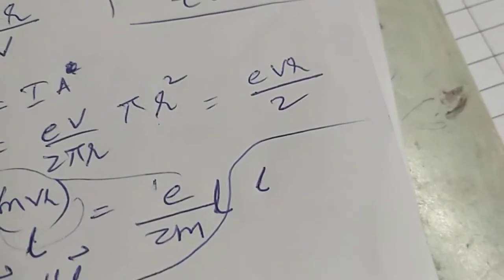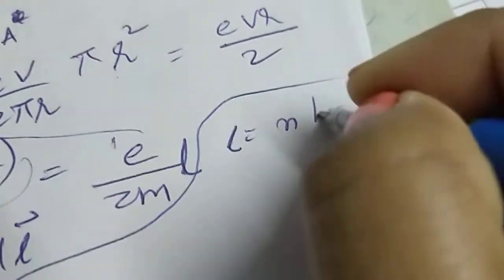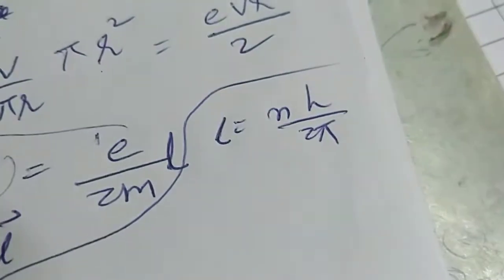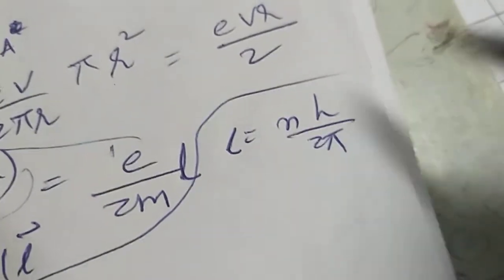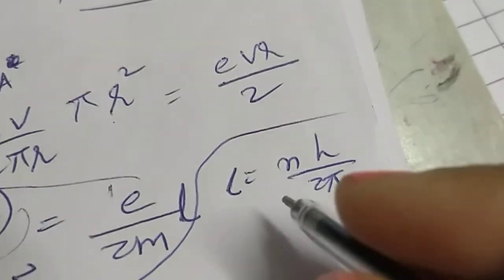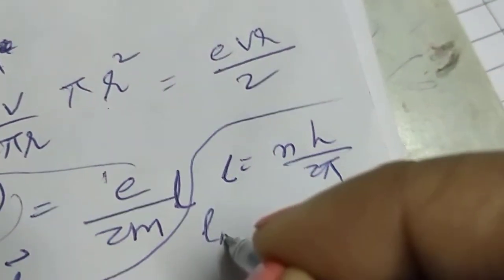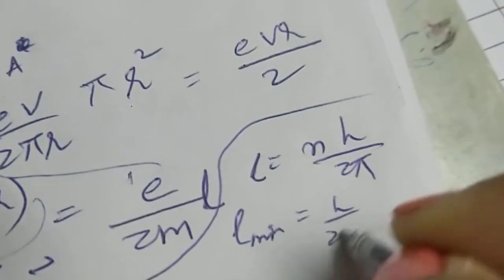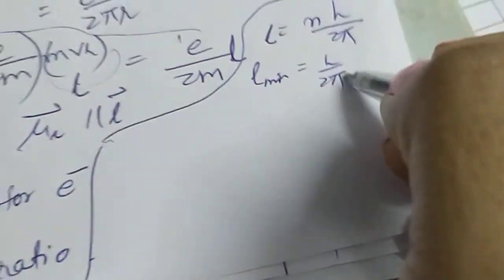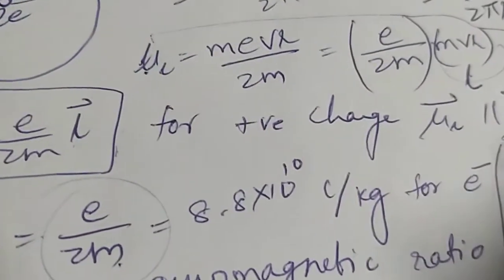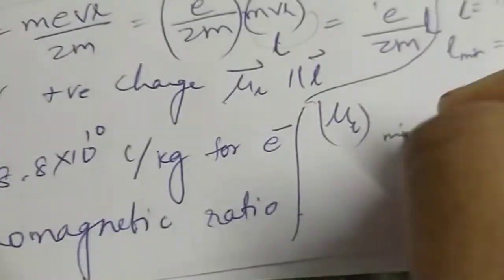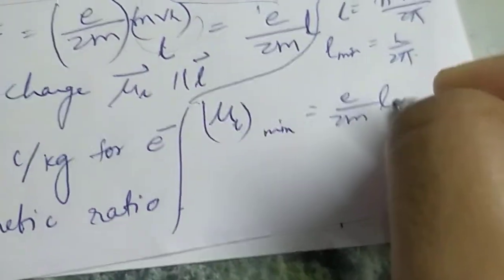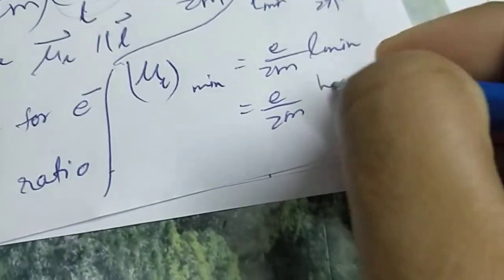Now according to quantum theory, for any electron to exist in an orbit, the angular momentum L has to be an integral multiple of h by 2 pi, that is L = nh/2π, where n is an integer, that means the value should be 1, 2, 3, 4, etc. This is the principal quantum number. So the minimum value of L will be h by 2 pi, and then the minimum value of mu L will be equal to e by 2m into L minimum. What is L minimum? h by 2 pi. So e by 2m into h by 2 pi.